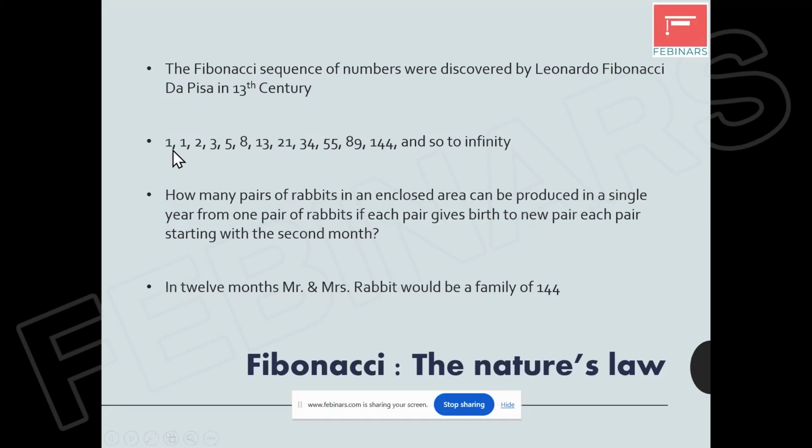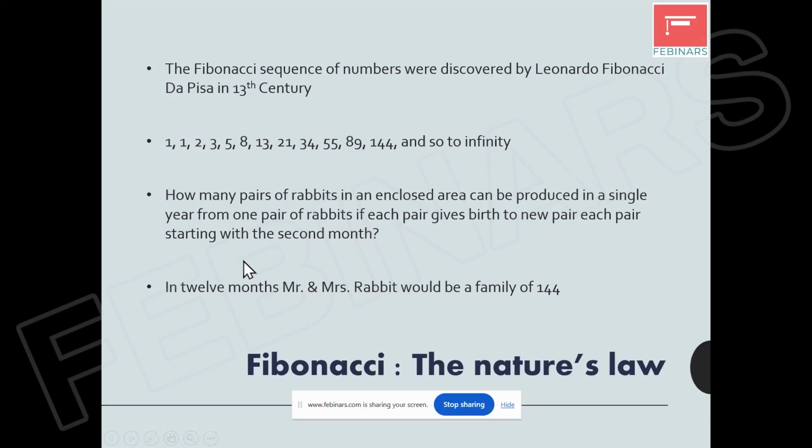So a series of Fibonacci numbers starts with 1, 1, 2, 3, 5. What you are doing is 1 plus 1, you are adding it, it becomes 2. 1 plus 2 becomes 3, sequentially the preceding numbers you have to keep on adding. So 2 plus 3 becomes 5. The Fibonacci sequence and the series starts.